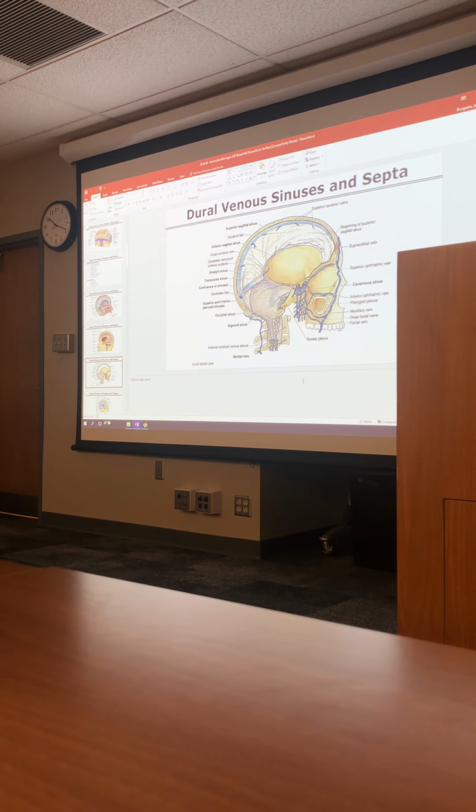So basically these are veins to allow for the drainage of the blood from the brain, away from the brain.